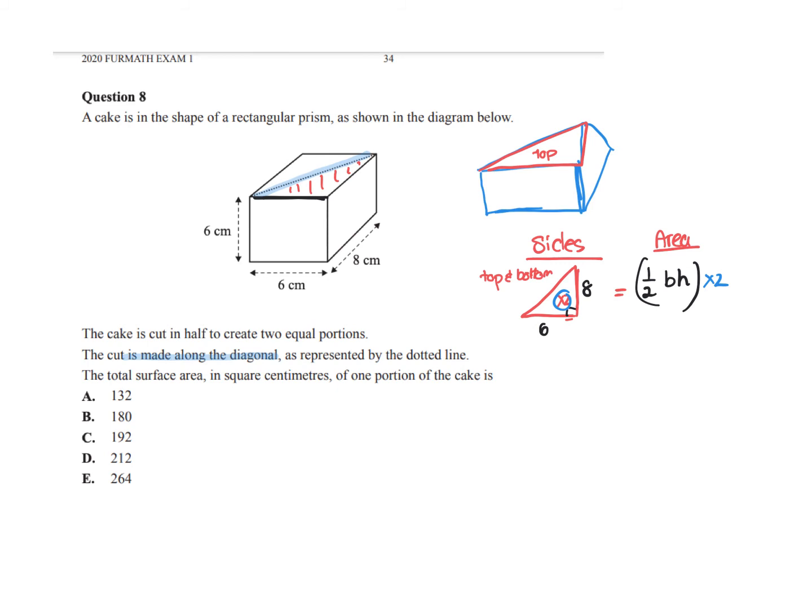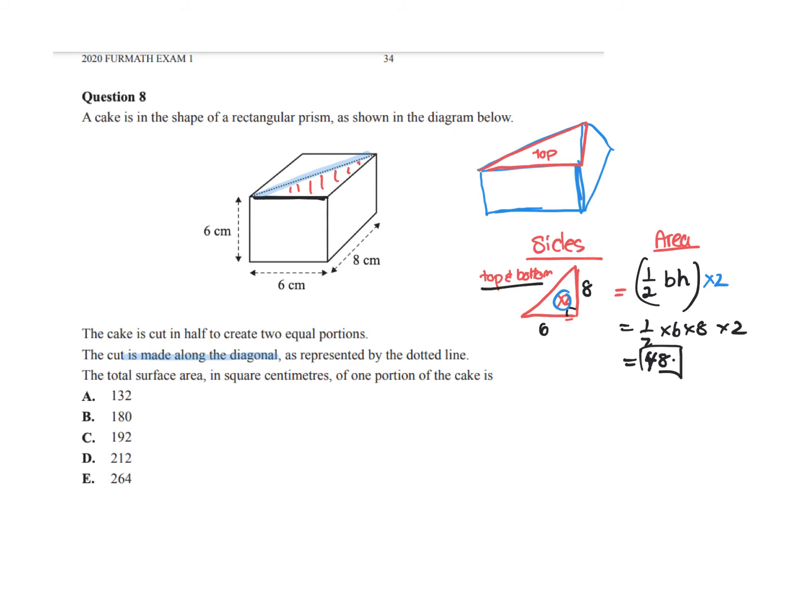So in the end, this bit will be a half times 6 times 8 times 2, which is going to be, whatever it worked out, what's that, 56? No, 48? Yeah? All right, so that bit's 48. So we've done the top and the bottom.